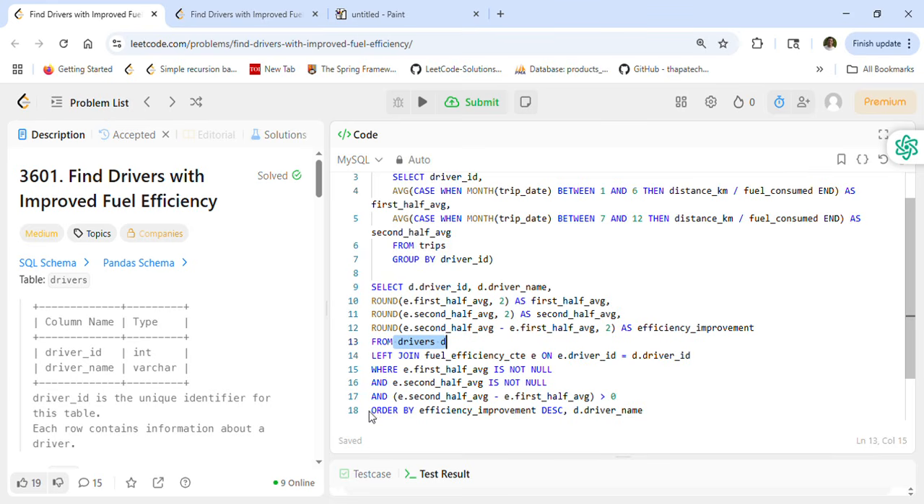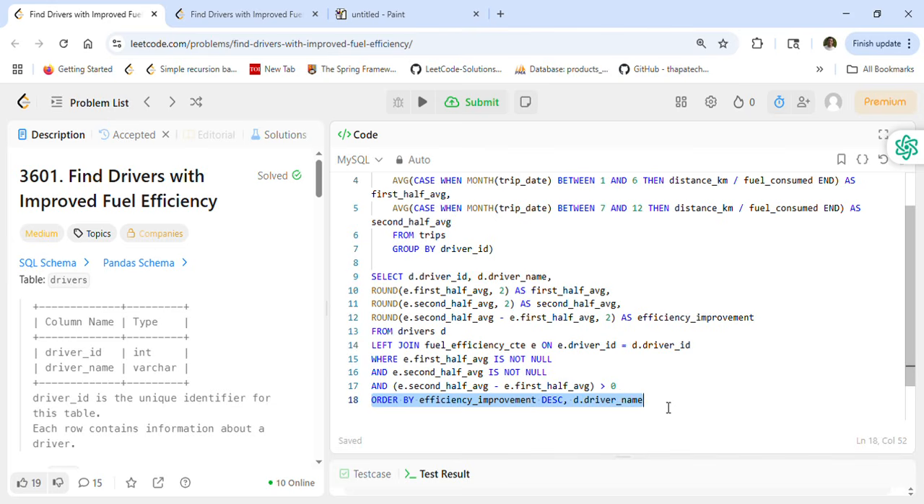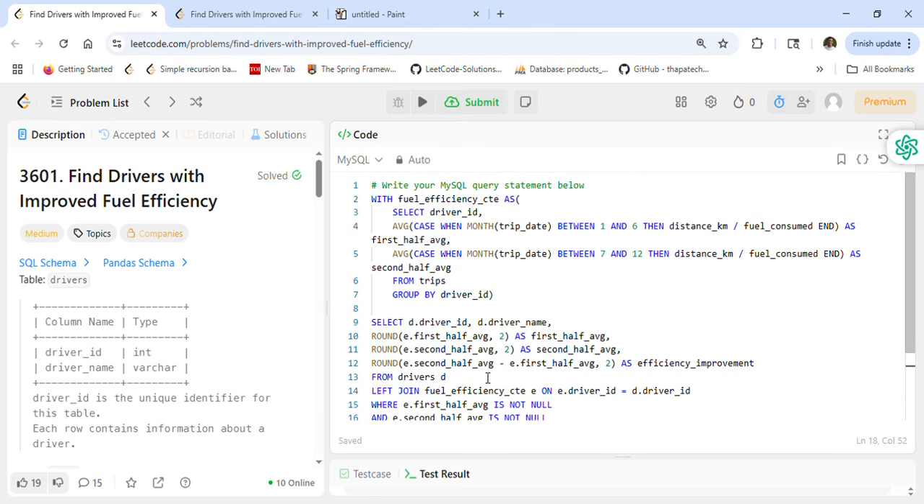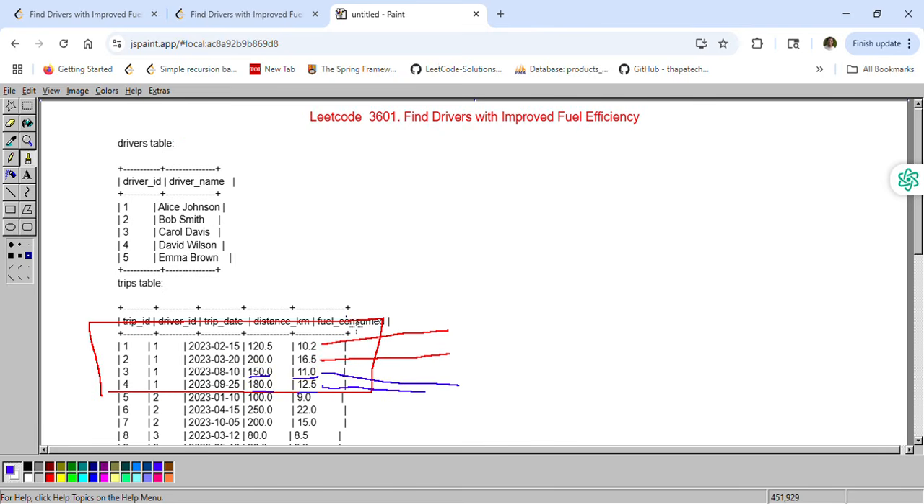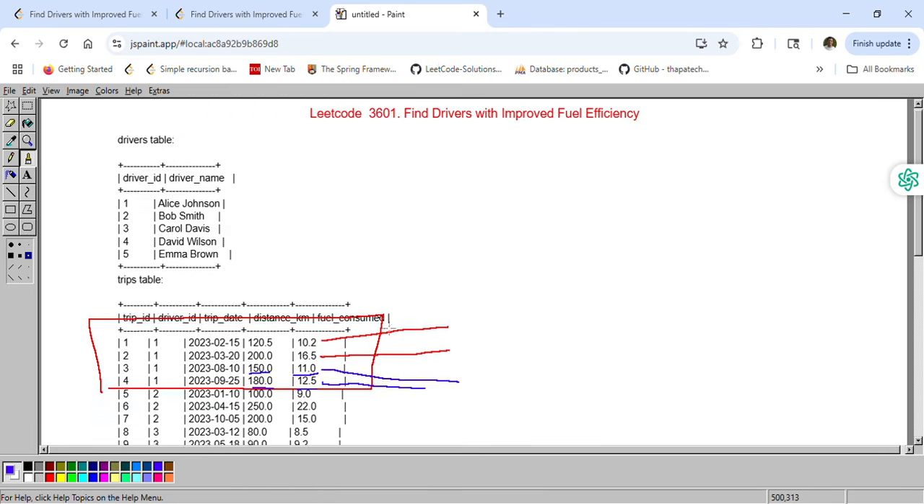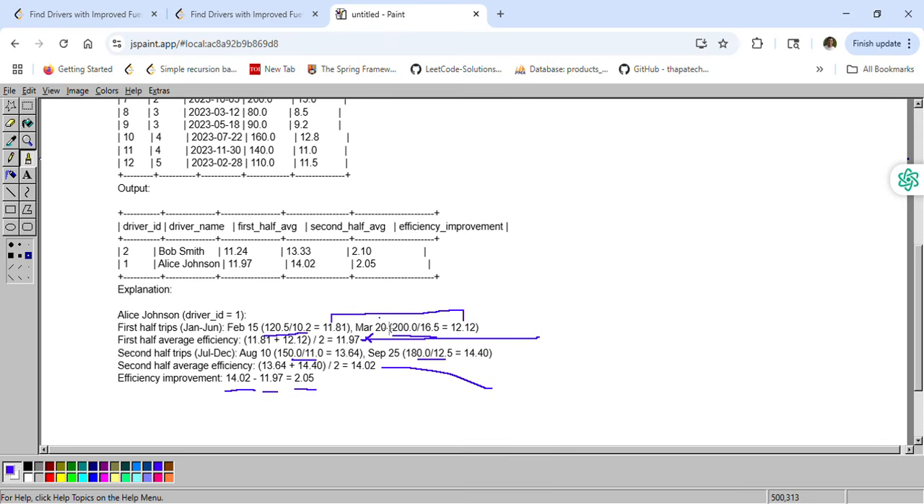Yeah, and we also did not discuss this. You are ordering this result by fuel efficiency improvement in descending order, and d dot driver name in ascending order, right? So that's what they ask us. I hope you understood this example and explanation clearly, and how this solution worked.